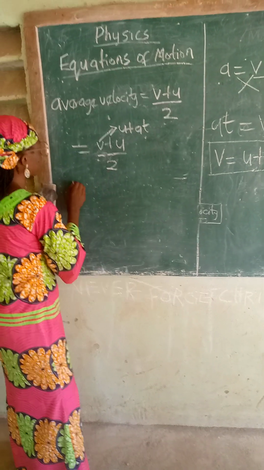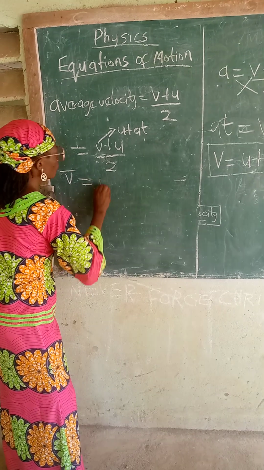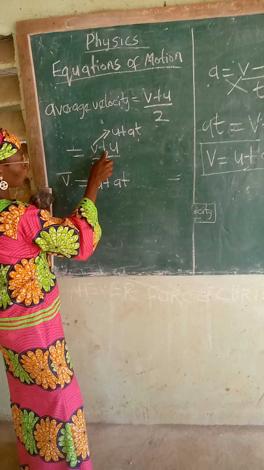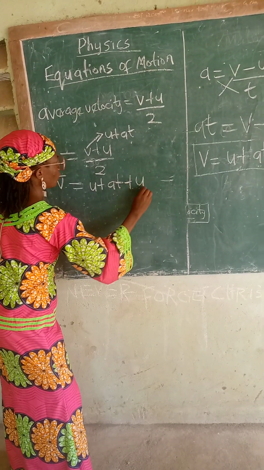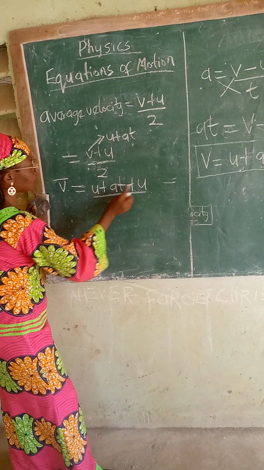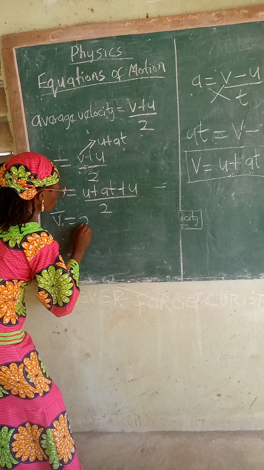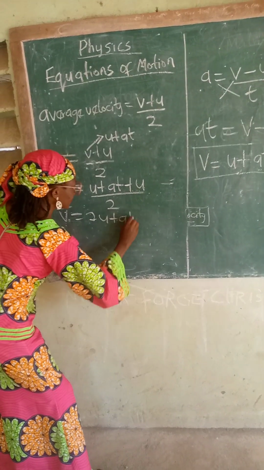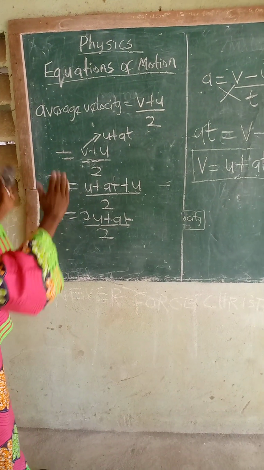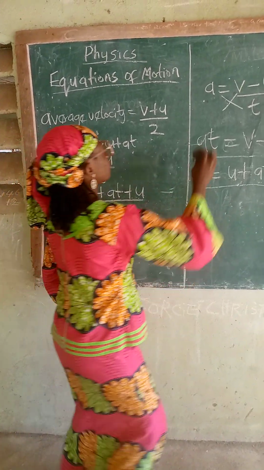So it means we are going to be having our average velocity. Permit me to use this. Average velocity is going to be what? u plus at, plus another u, all over 2. Is that okay? So if we combine these two, collect like terms, this will give us 2u plus at all over 2. Now let's stop here for the first formula for average velocity. Now let's use the second formula.